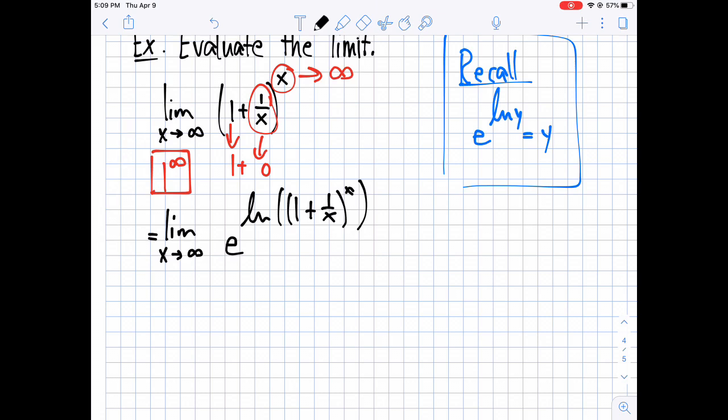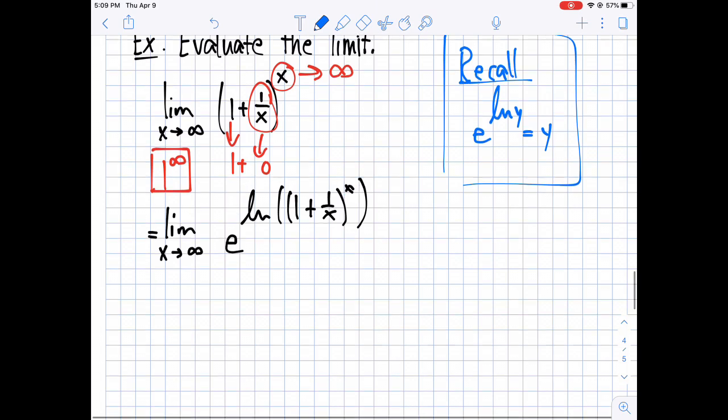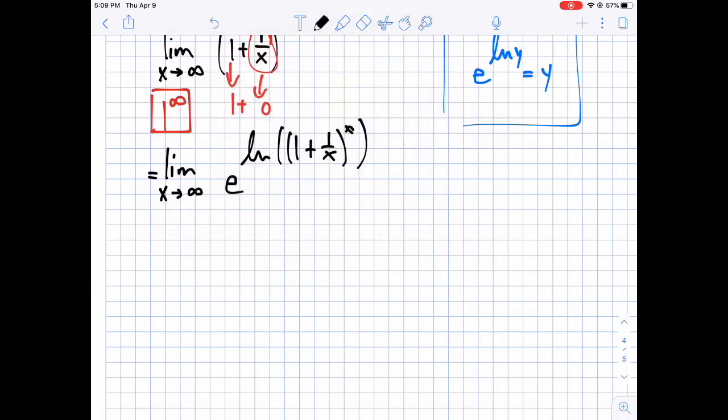Now, why did we do this? Well, we know from properties of logarithms that we are now able to bring down this exponent and put it in front of the logarithm. That's actually going to completely change our indeterminate form. That gives us the limit as x approaches infinity of e to the power of x multiplied by ln of 1 plus 1 over x. I did an extra bracket there, so let's clean that up a bit. This is what we end up with.